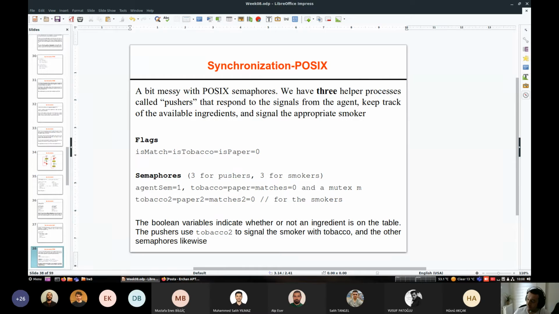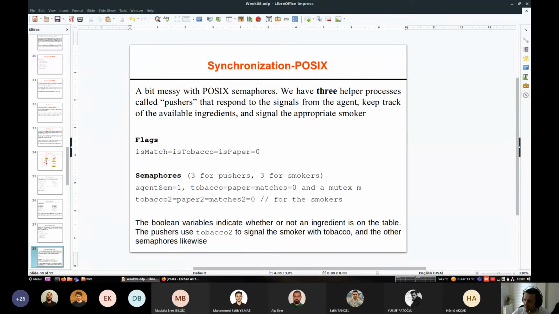So how is this going to work? This is a good example to show you how complicated things can get when you do not have access to multiple atomic operations. But it is solvable. Let's see how. So you have flags. These are just flag variables: isMatch, isTobacco, isPaper, set to 0.